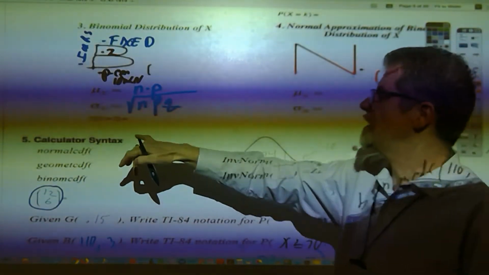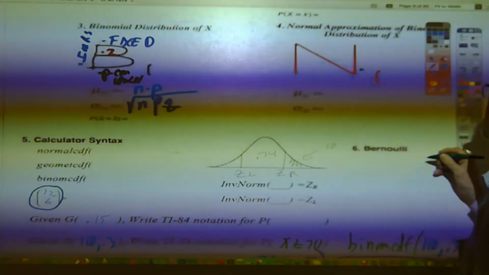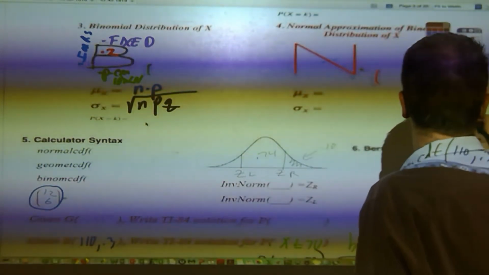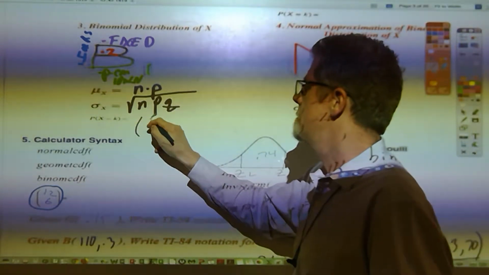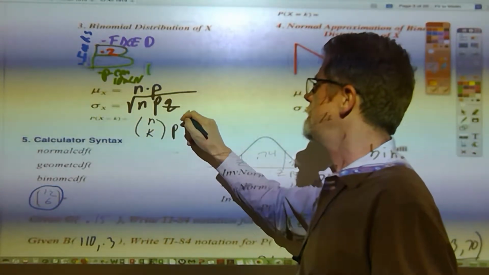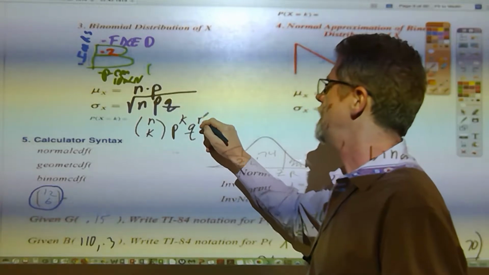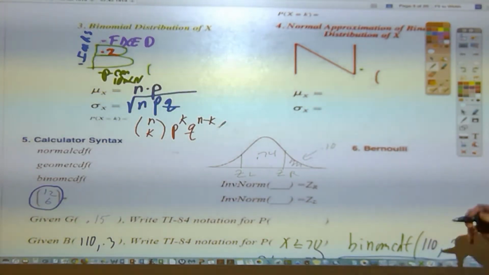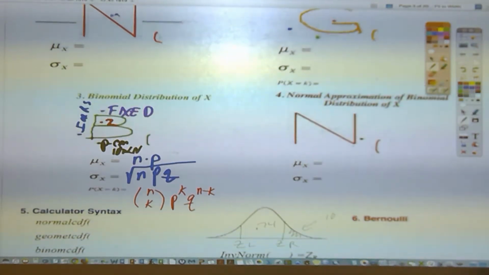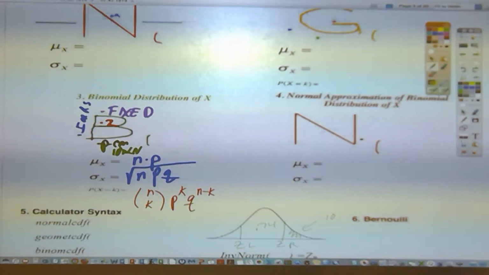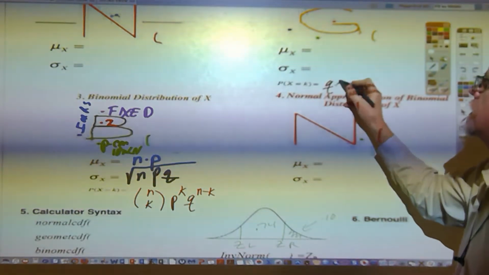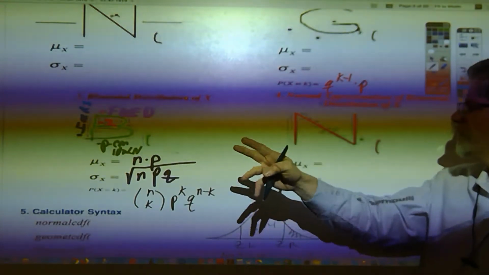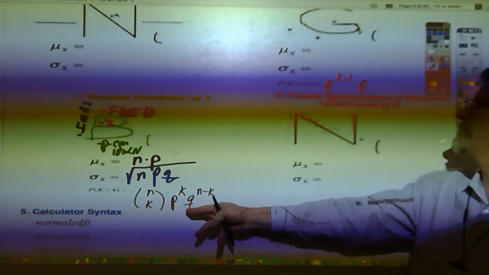The probability that capital X equals lowercase k is N choose K, P to the K, Q to the N minus K. So notice how that compares to the other P of X equals K. For the geometric model, it was Q to the K minus 1 times P. So both of them have a Q and a P. Both of them have a K.